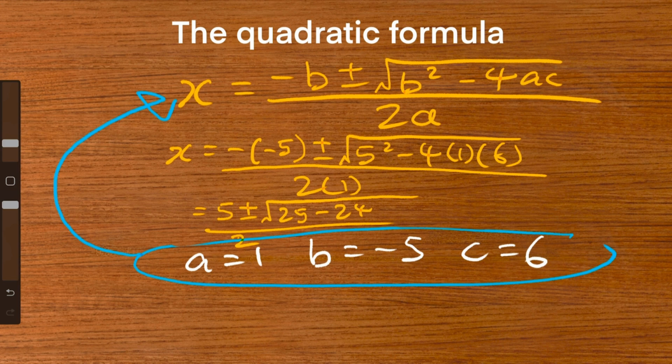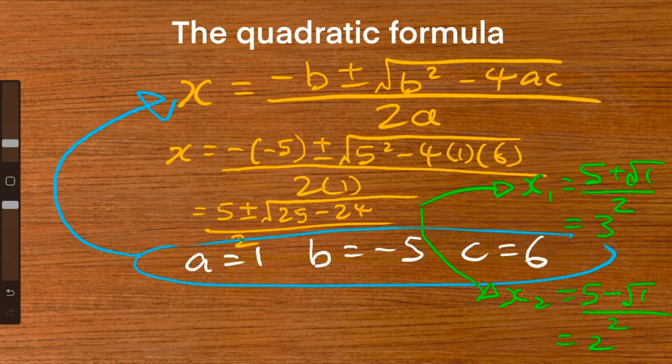So our first solution, I'll just label it as x1, is 5 plus square root of 1 over 2, which is 3. Our second solution is 5 minus square root of 1 over 2, which will give us 2.